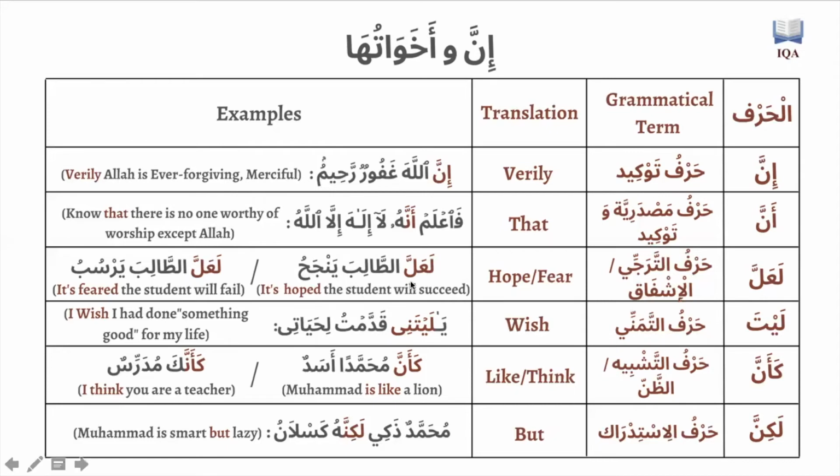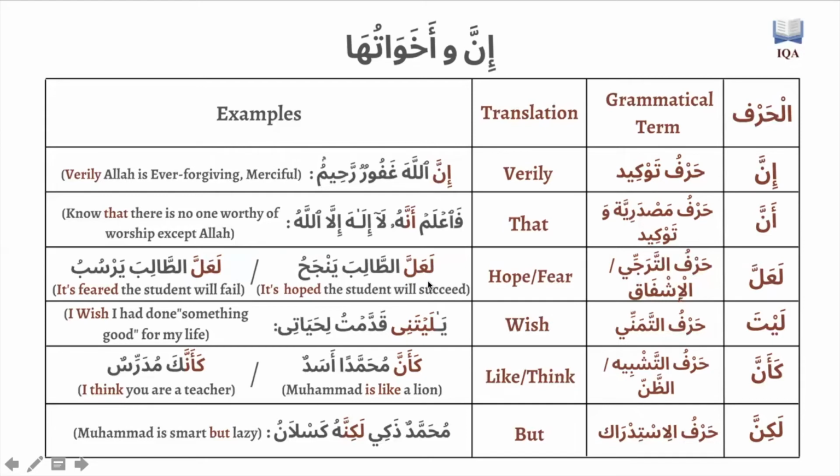So if I say, for example, لَعَلَّ الطَّالِبَ يَنْجَحْ, it means it's hoped the student will succeed. The context lets me know that when I'm saying yanjah here, it means succeed. On the other hand, if I say la'alla taliba yarusub, yarusub means to fail, here the context lets me know that la'alla means it's feared the student will fail. Because obviously it's not hoped that a student would fail. So the context is what's going to let you know what la'alla means.